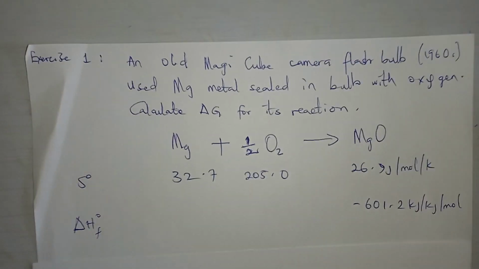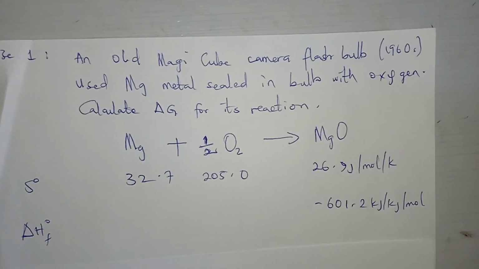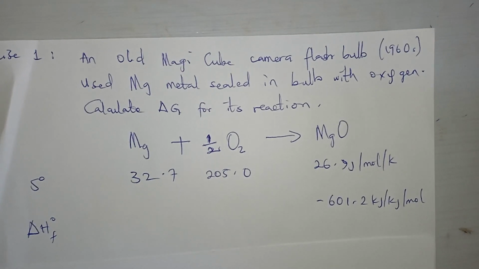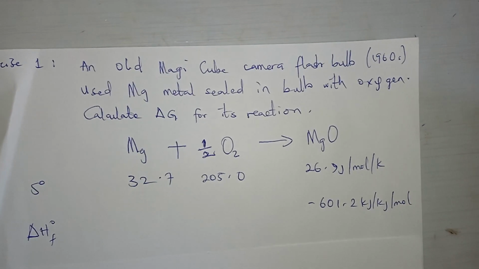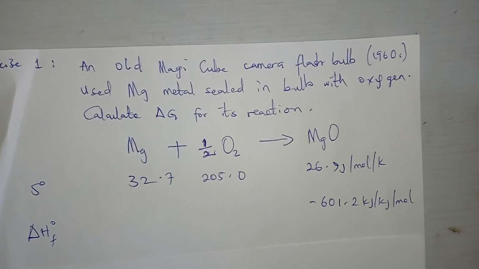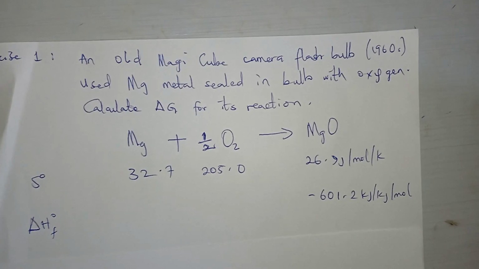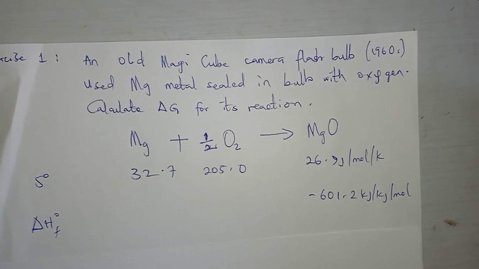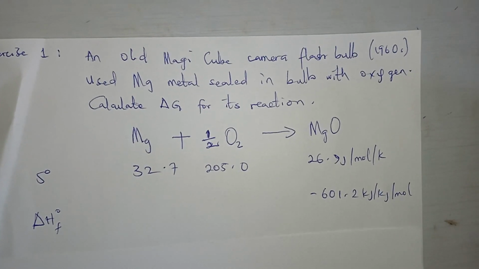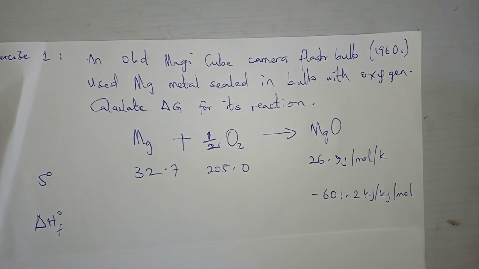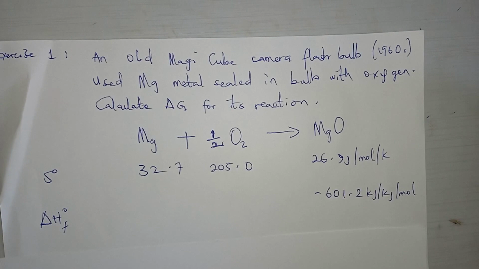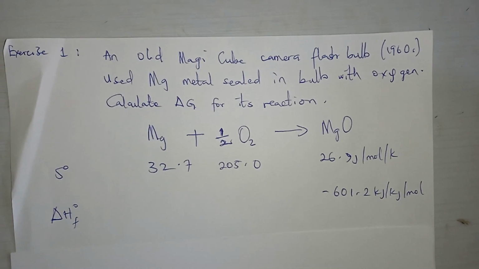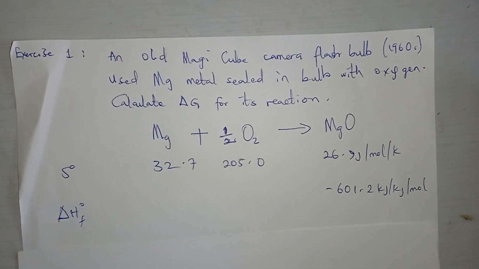All right, so there you have it. It says an old Magi, or is it Magi, Magi Cube camera flash bulb, 1960s. Okay, in the 1960s there was a camera. I was there. We used to use Magi cameras, and it said it used magnesium metal sealed in a bulb with oxygen. Calculate Gibbs free energy, delta G, for each reaction.